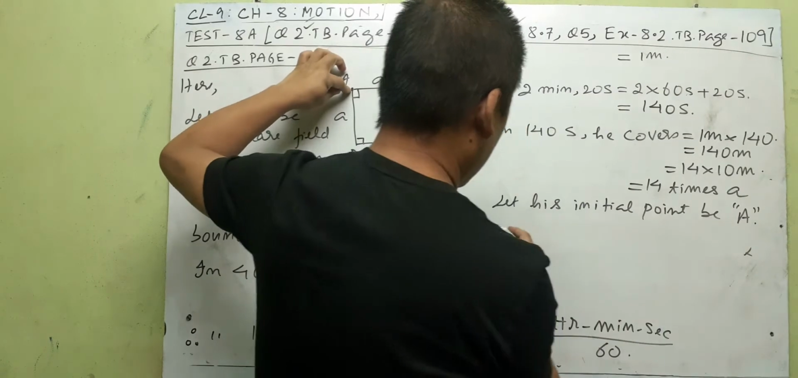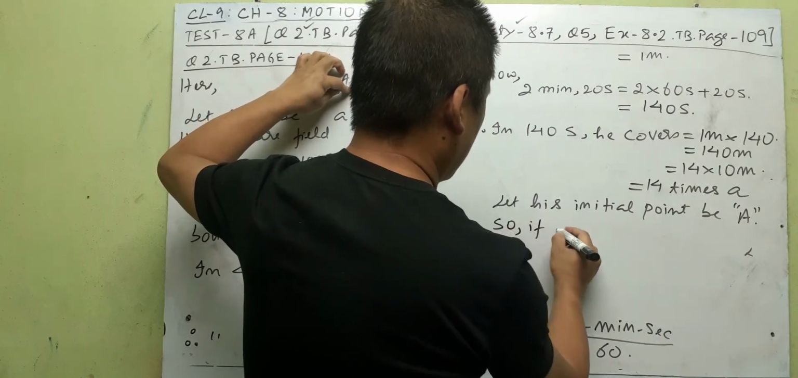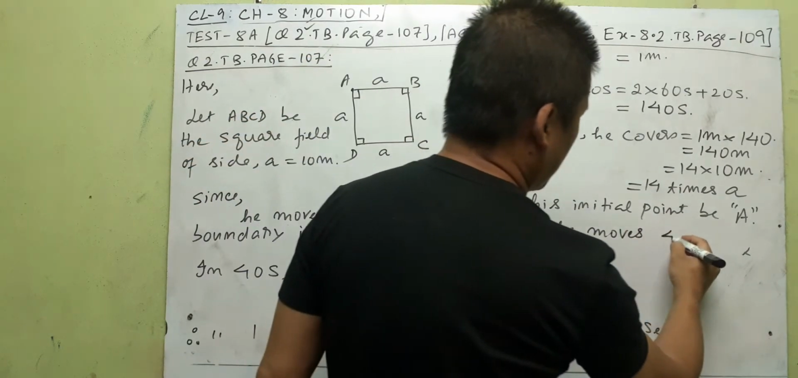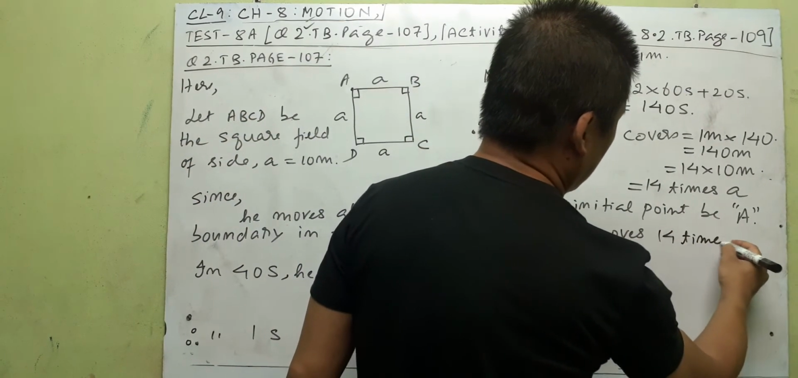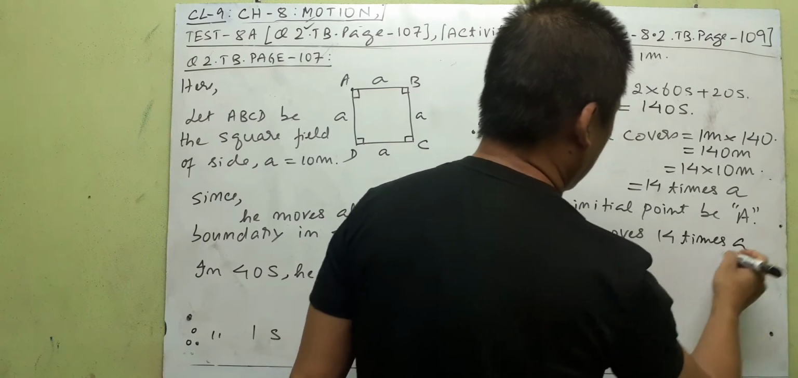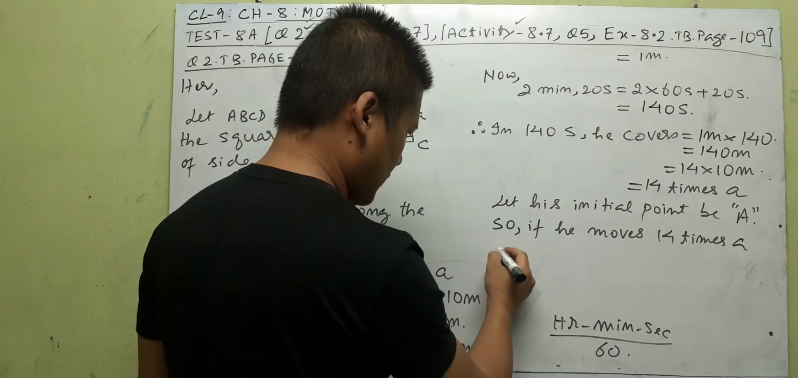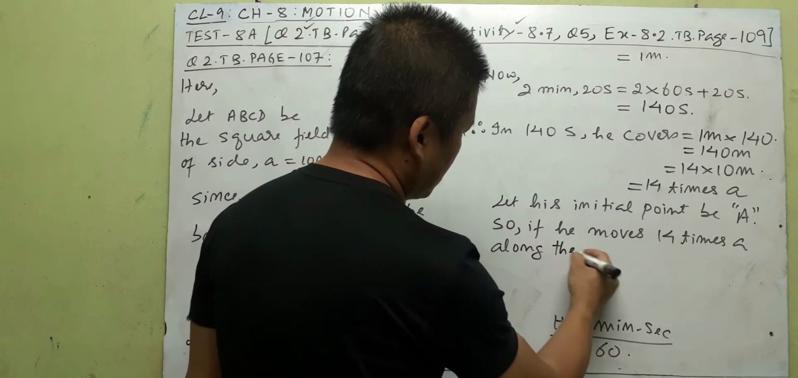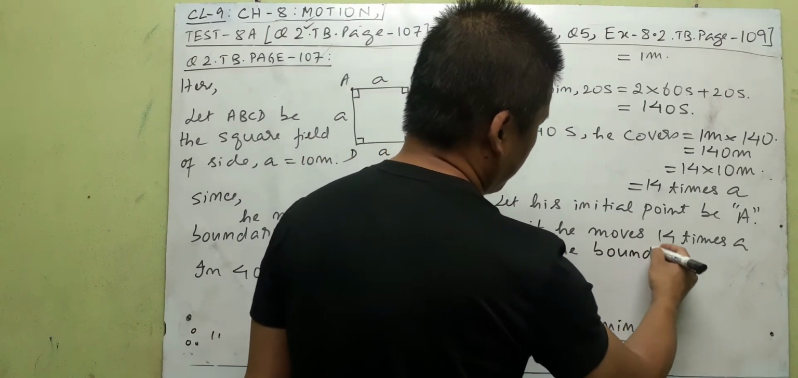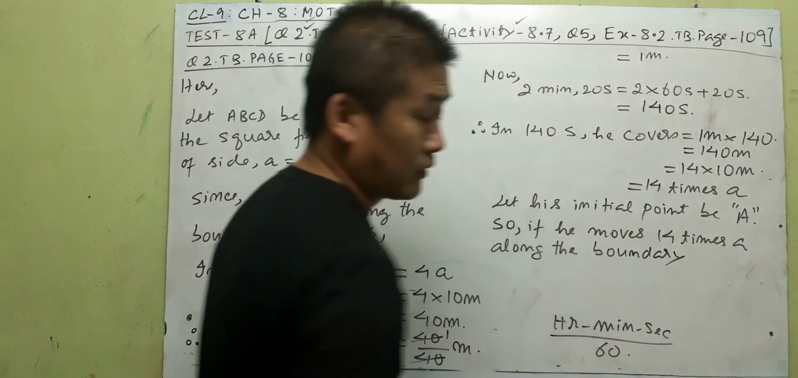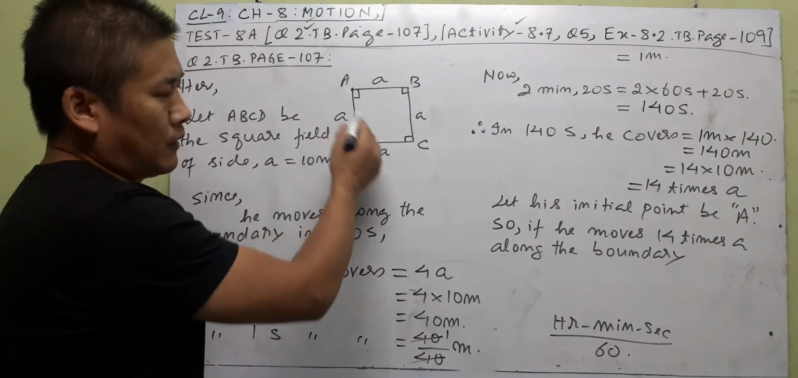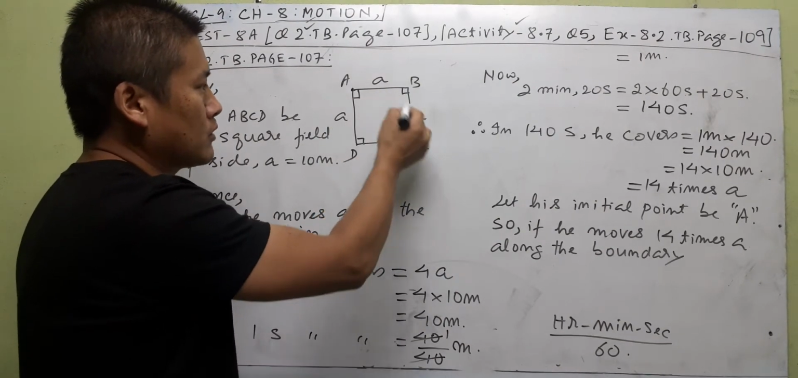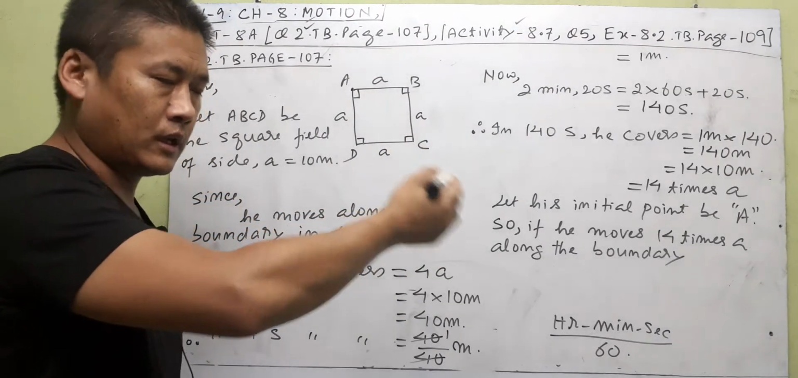So if he moves 14 times A along the boundary, starting from here, whether he goes clockwise or anti-clockwise, it's up to you. You will get the same answer.